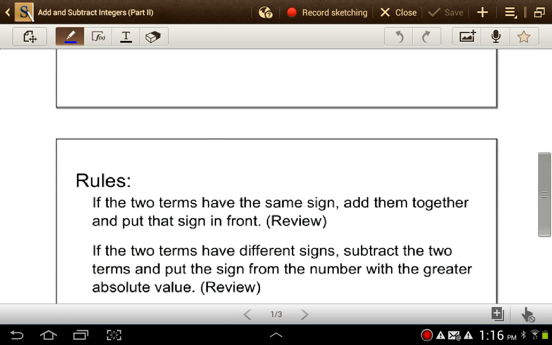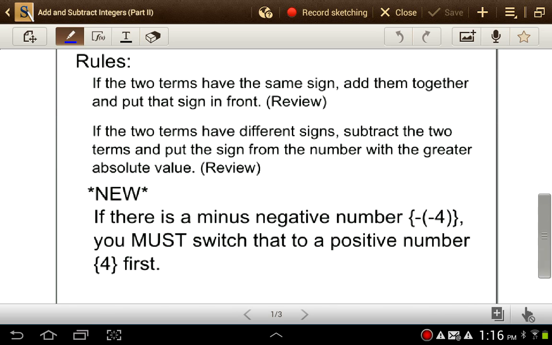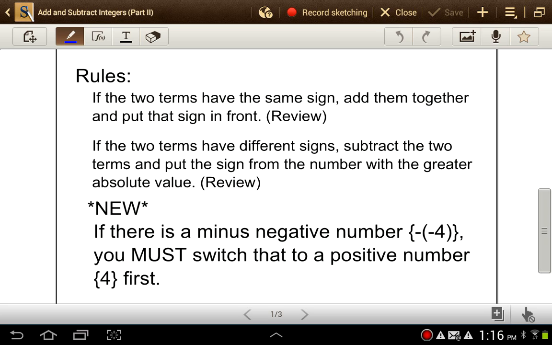First, I want to review the rules. The first two rules are review. You don't need to write them down, but the third rule is new, so make sure you write that down. Remember, if they have the same sign, add them together and put that sign in front. So if they're both negative, then your answer is negative. If they're both positive, your answer is positive.